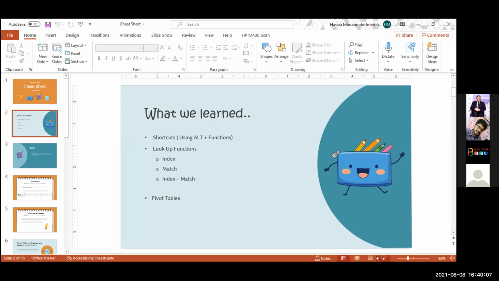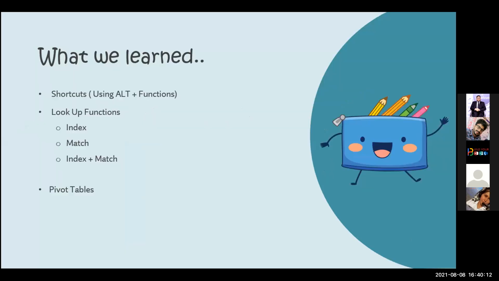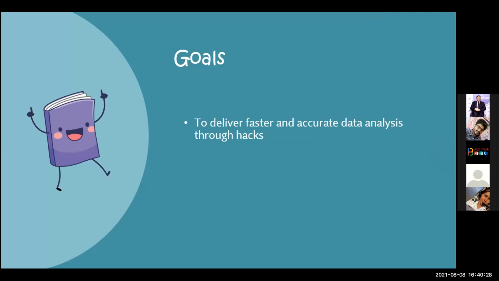So this is what we learned yesterday. We learned about the shortcuts using the Alt key and also lookup functions. Under that, we learned how to use INDEX, MATCH, and combining INDEX and MATCH, and also pivot tables. The challenging part was the lookup functions, I presume. So in this cheat sheet, I have included a little bit of summary of how to do it. It will be helpful for you to get an understanding.